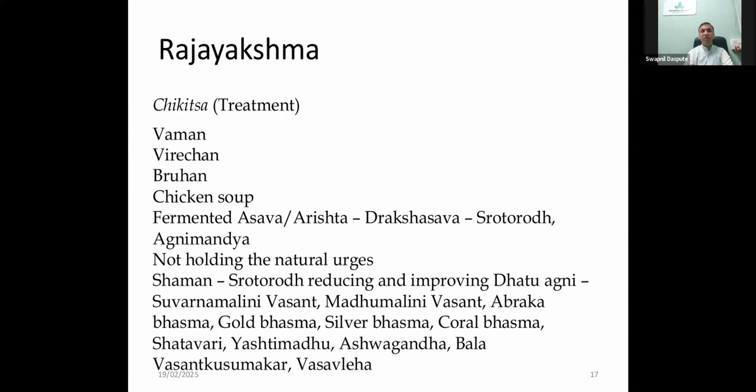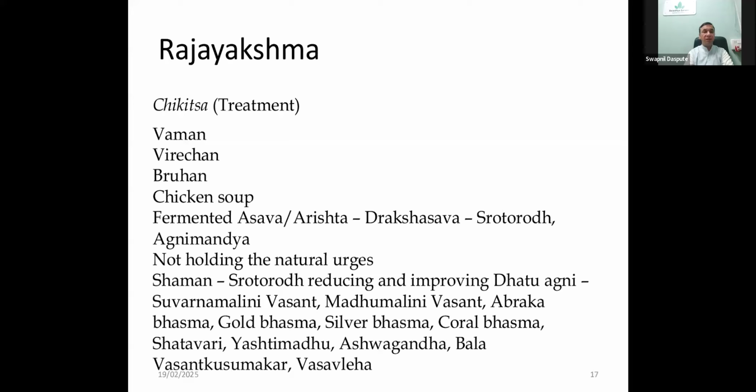Then Shatavari in all forms is good as a nourishing herb. Shatavari Churna, Shatavari Kalpa is good as nourishment to Rasa and Mamsa Dhatu. Yashti Madhu, licorice, is good. Ashwagandha is good for nourishing all the dhatus, especially the Shukra Dhatu. Bala, Sida cordifolia, is good as a nourishment.